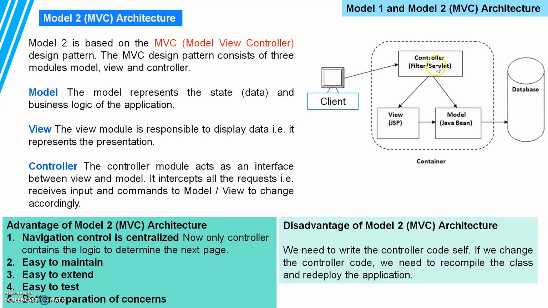Here these three parts, model, view and controller, are separated from each other. So this gives additional benefits, advantages of developing the web application. Let's check what the advantages are. Advantages of model 2 are navigation control is centralized. Means only this controller will decide where to go, if success, if fail. So if you want to make changes, only in this controller file, in the filters or the controller servlet, you have to make the modification.